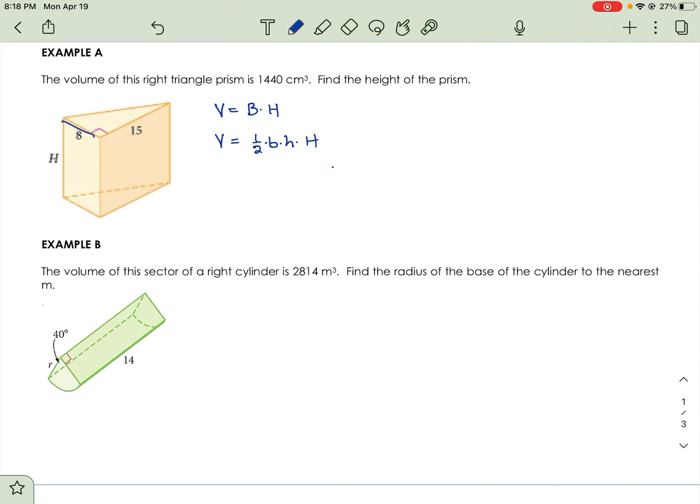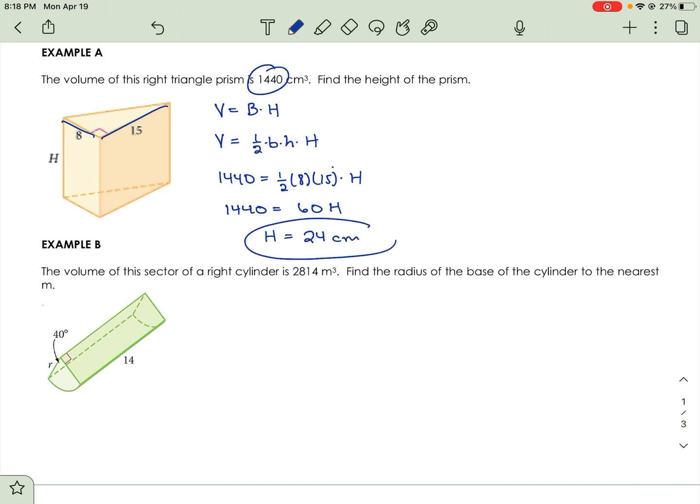We know that the base of the triangle is 8, the height is 15, and we know the volume is 1,440. So we have 1,440 equals 1/2 times 8 times 15 times the height of the prism, which is what we want to find. So half of 8 is 4. 4 times 15 is 60. So we have 1,440 equals 60h. 1,440 divided by 60 is equal to 24. So the height of this prism would be 24 centimeters.